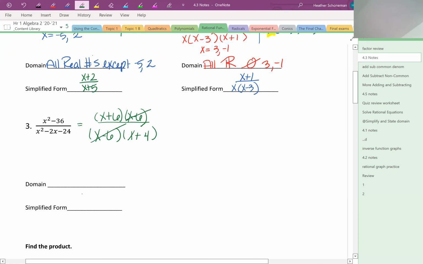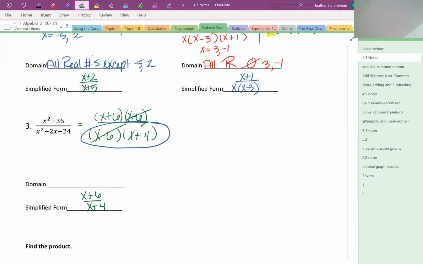Now be careful, your simplified form is x plus 6 over x plus 4, but your domain you have to get from the entire bottom. So the domain is going to be all real numbers, except it can't be.